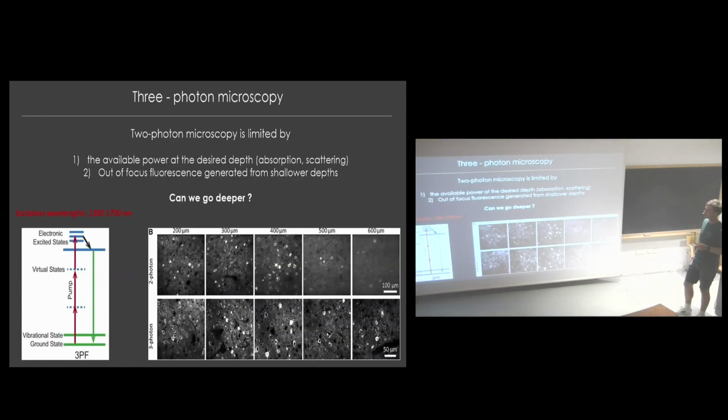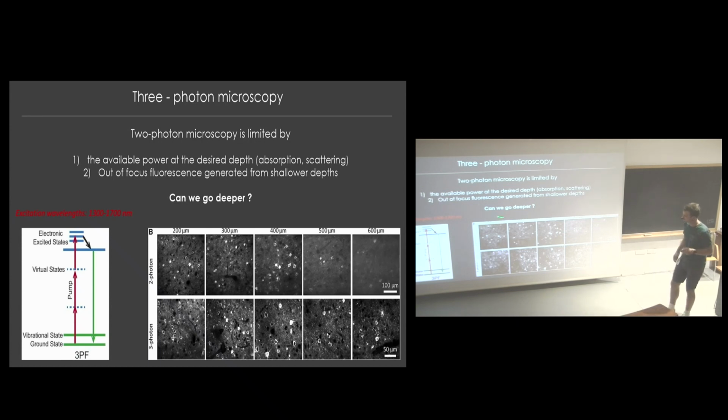This is already pretty good, but two-photon microscopy is still limited because even if you are using near-infrared light, you still have some absorption and some scattering, and if you want to image at 1 millimeter, the amount of non-scattered power starts to be low, and so this is limiting you. Also, as you are using quite a powerful laser, you are still producing a lot of fluorescence from shallower depths. And so two-photon microscopy is limited by these two effects.